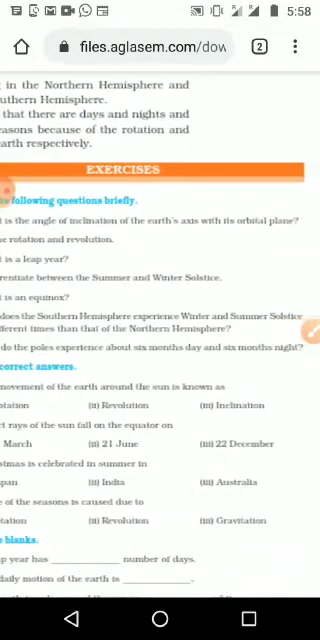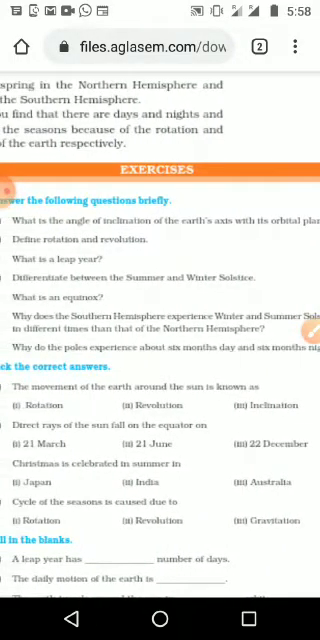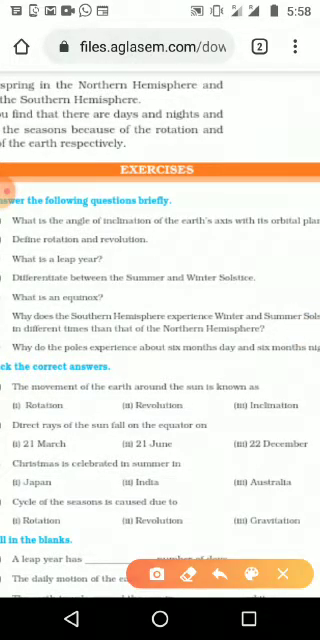What is the angle of inclination of the earth's axis with the orbit plane, and the definition of rotation and revolution? All these questions are there in the textbook. I think you can find that out. No need to write, just mark the answer in the textbook.